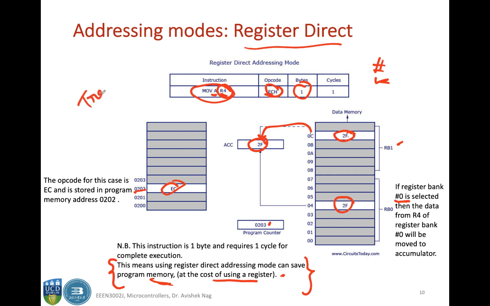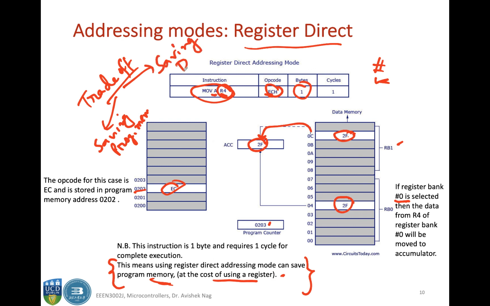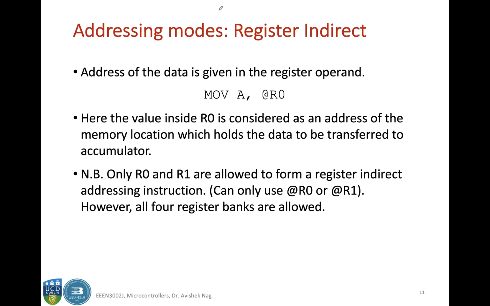There is a trade-off between, let's say, saving program memory versus saving data memory. Which one would you want? Depending on your choice and the application, you can opt for one or the other. The next addressing mode is the register indirect addressing mode. In this case, the address of the data is given in the register operand.